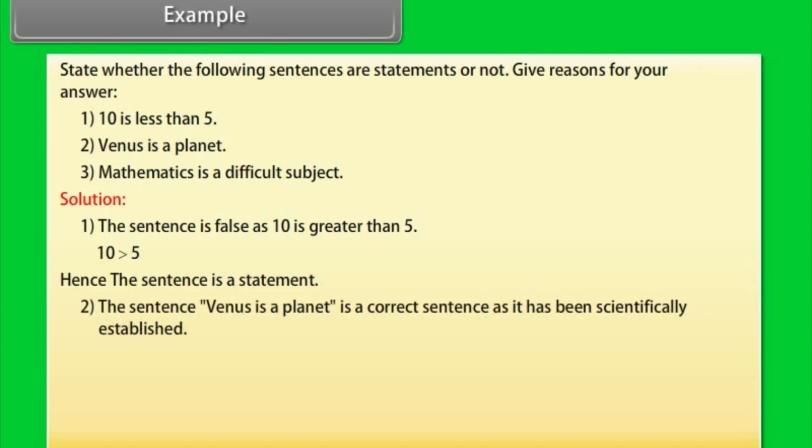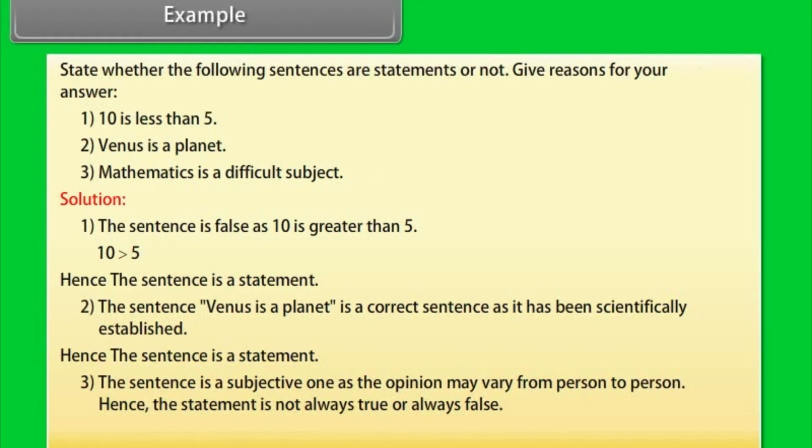The sentence "Venus is a planet" is a correct sentence as it has been scientifically established. Hence, the sentence is a statement. The sentence "Mathematics is a difficult subject" is a subjective one as the opinion may vary from person to person. Hence, the statement is not always true or always false. Hence, the sentence is not a statement.